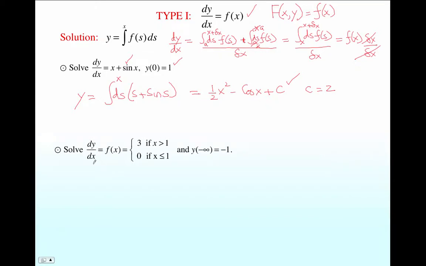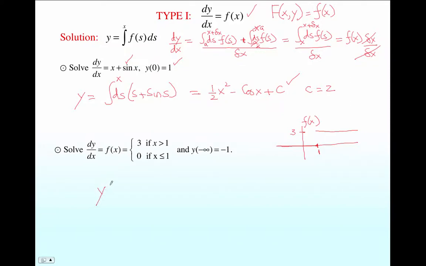Here we are asked to solve dy by dx equals f of x, where f of x is this function here. Let's sketch that function f of x first. So here's f of x. It's 0 if x is less than or equal to 1. So here is the point x equals 1, and it's equal to 3. So here is 3 if x is greater than 1. We're also told that y at minus infinity is minus 1. So here is the solution.